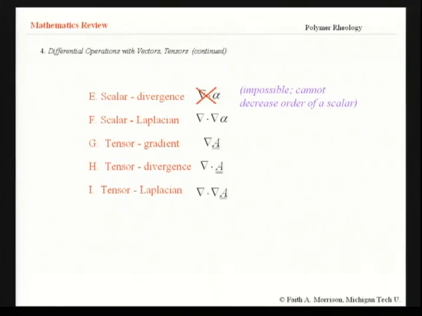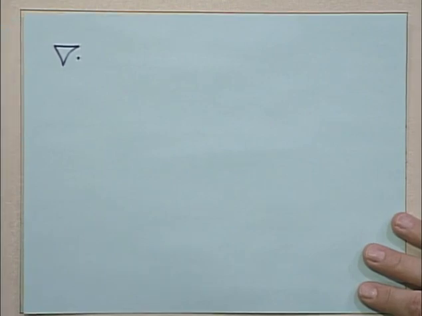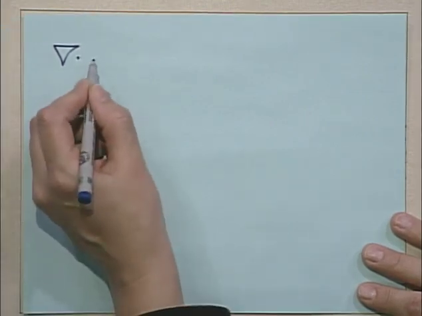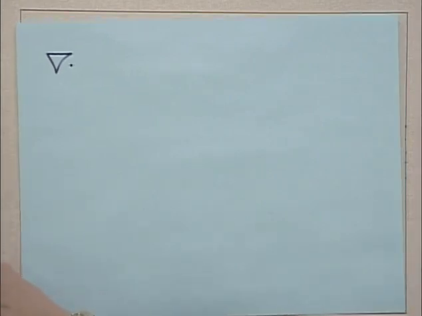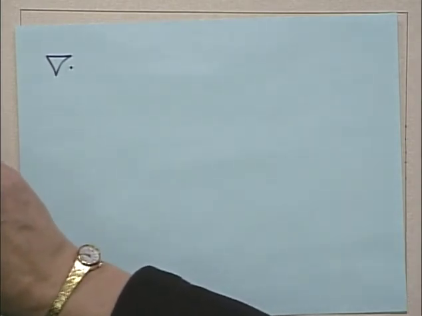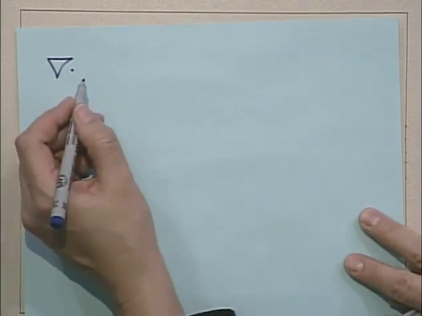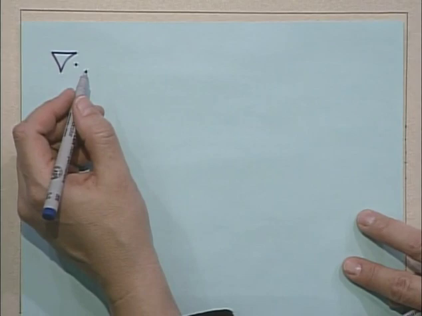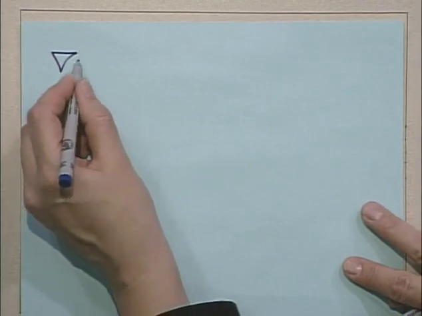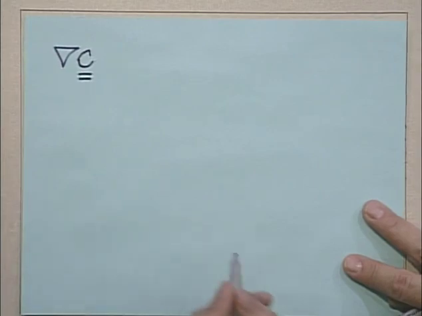Maybe we'll try one tensor operation. Let's try the gradient of a tensor. We didn't do that already, did we? No. Or did we? I did something with C. Oh, I did the derivative, I think. Oh, no. I did do del dot C. So let me do, let's just do del C. Tricky.